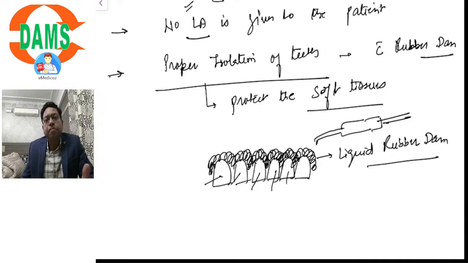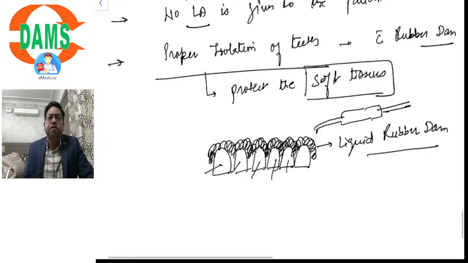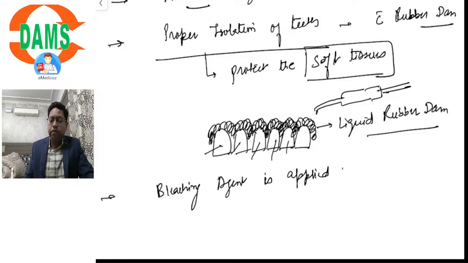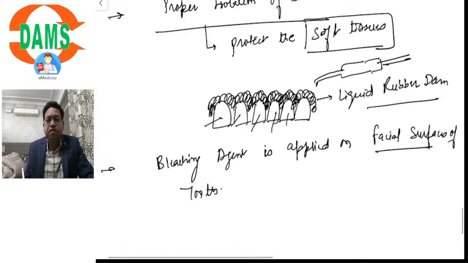What is the conventional rubber dam? It is made up of either latex or non-latex materials. It is a sheet of rubber dam material that can also be used if we are not using liquid rubber dam. But it is of paramount importance to protect the soft tissues. Then the bleaching agent is applied on the facial surfaces of teeth. We do not apply it on the lingual or the palatal surfaces. Applied onto the facial surfaces of teeth.